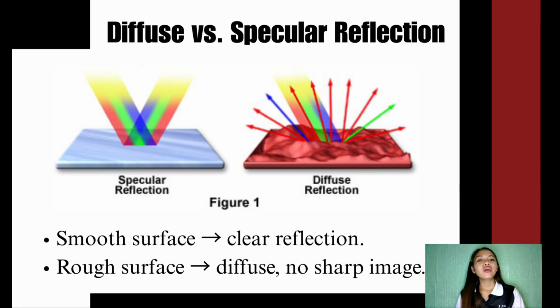On the right side, you can see that it is a diffuse reflection. This occurs on a rough surface like a wall or paper. Here, the light rays scatter in many directions, which means that we don't see a clear image. So even though both types of surfaces reflect light, only smooth ones give us a sharp, mirror-like reflection, while rough ones scatter light, making the reflection blurry or invisible.